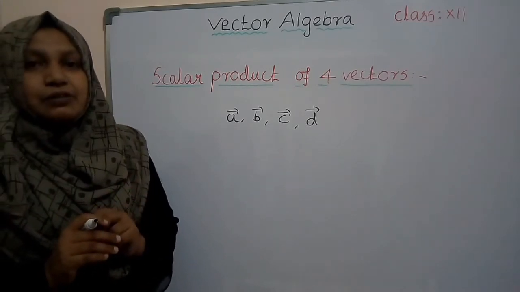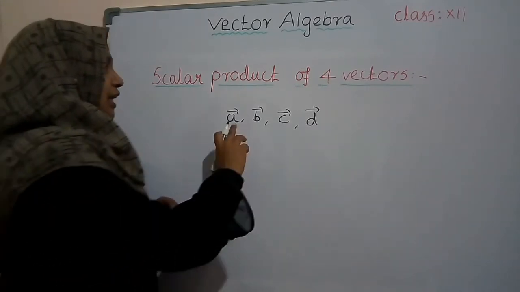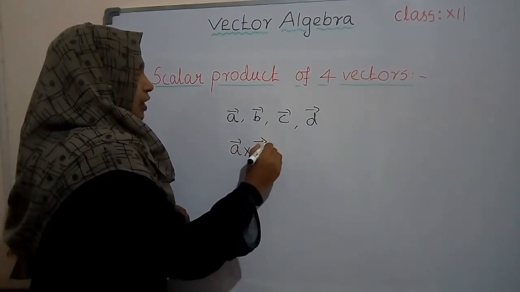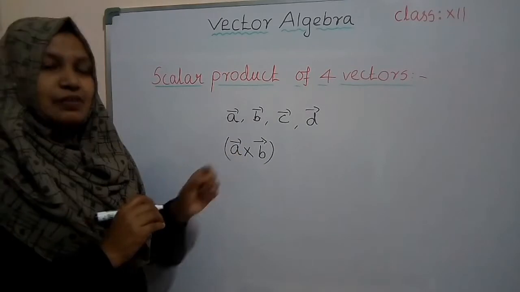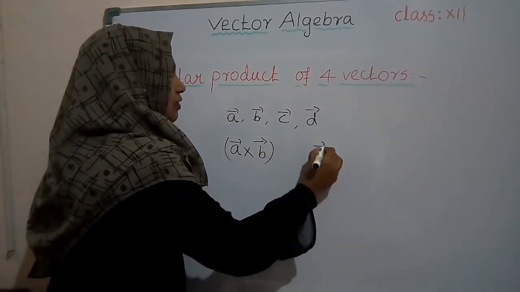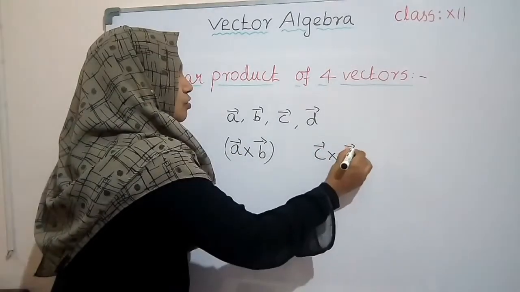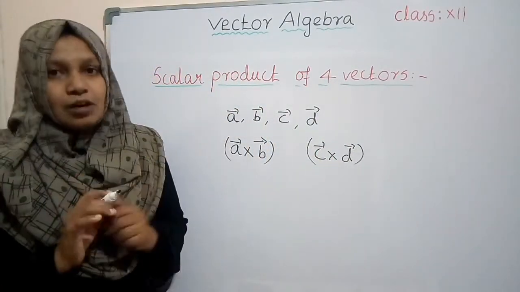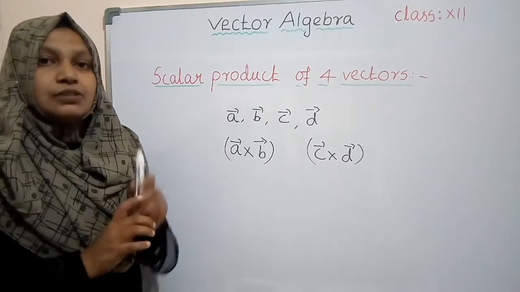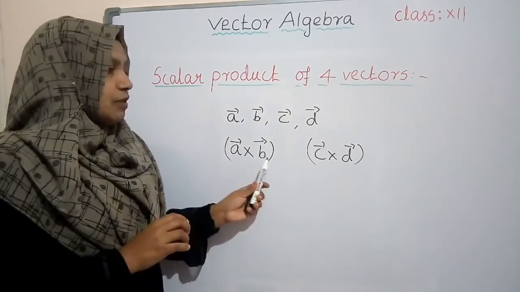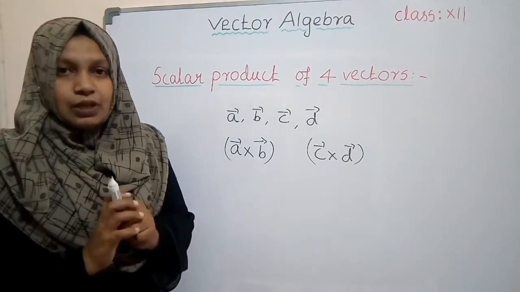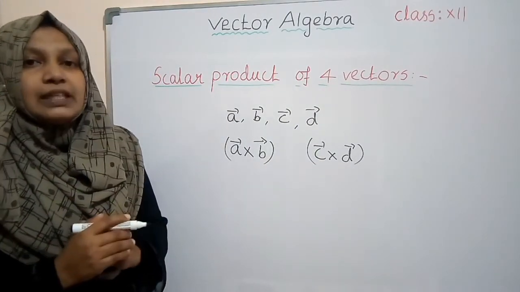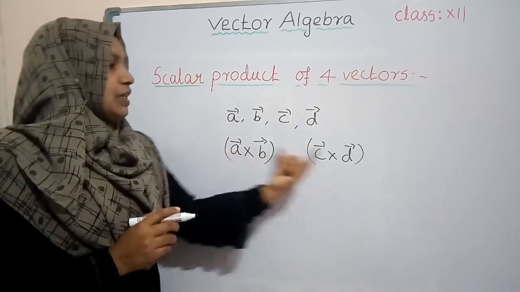For that, first we have to find the vector product of A vector and B vector. So vector product means, you know, it is cross product. A vector cross B vector and also C vector cross D vector. Before finding the scalar product, actually our heading is scalar product, it is a dot product. But here we are finding the vector product of the first two vectors and the last two vectors. And then after finding these two vector products, we have to find the scalar product between these two.